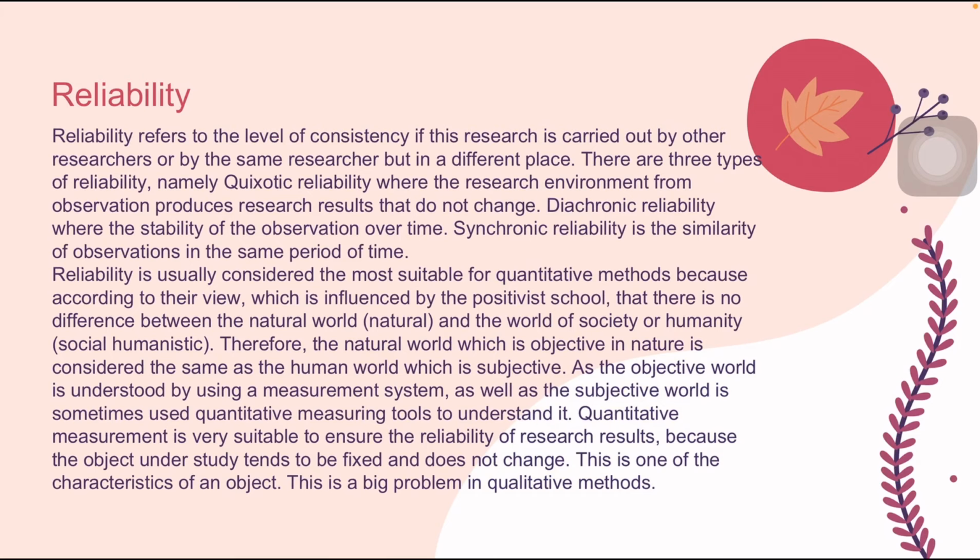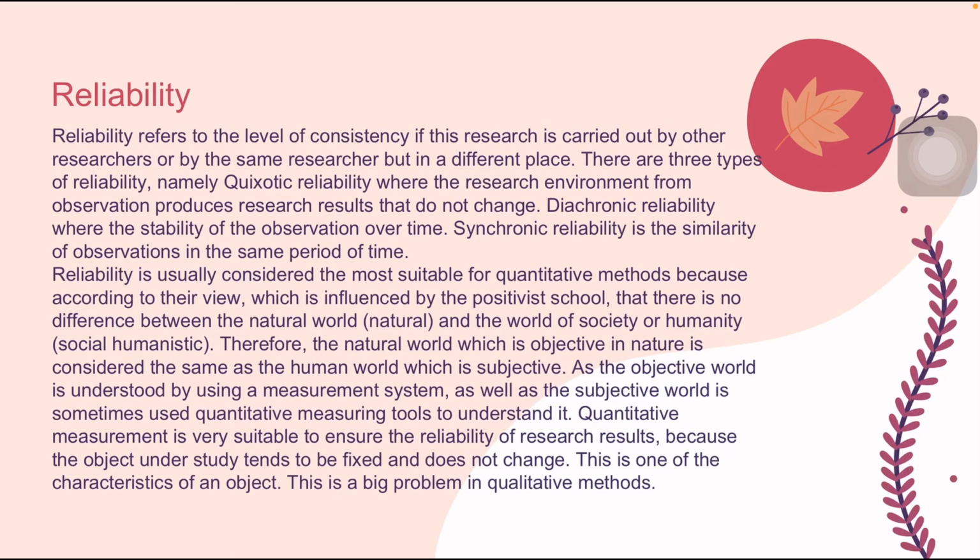Next, I will explain about reliability. Reliability refers to the level of consistency if this research is carried out by other researchers or by the same researcher but in a different place. There are 3 types of reliability, that is quixotic reliability, where the research environment from observation produces research results that do not change. Diachronic reliability, where the stability of the observation over time.